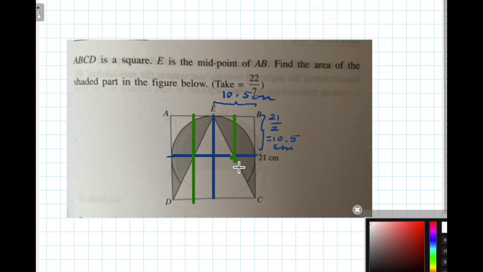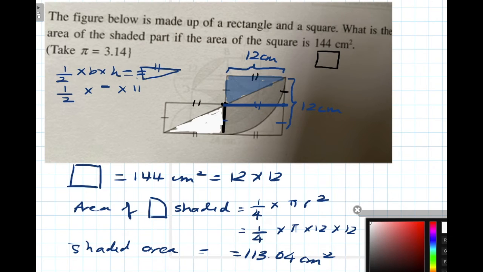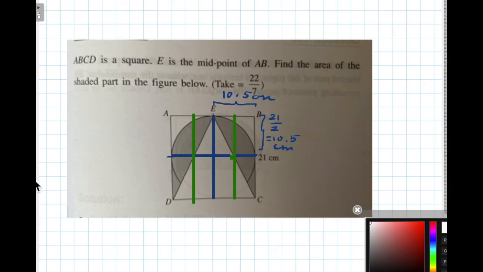Which is the midpoint. So if you realize, right, the area of this rectangle is the same as the area of this rectangle. Correct or not? Just like you see this question here. Let's say this 9 is the same as this 9, and this 9 here will be the same as this 9. This is the same as this 9 because it's half of a square.